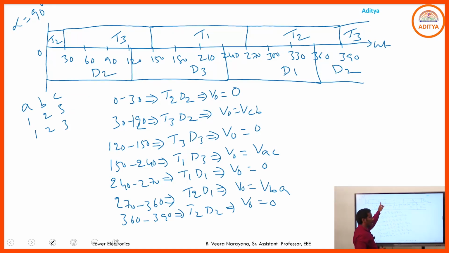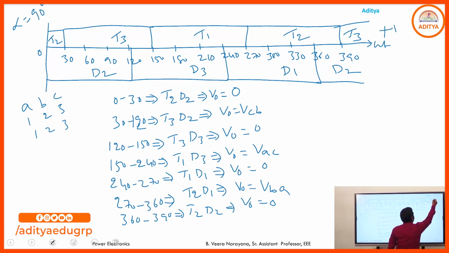Before T1, you have T3, ending portion is 150. Then what is the starting period? 150 minus 120, 30. 30 to 150, T3, and 0 to 30, T2. Those are the conducting periods of the positive group devices.